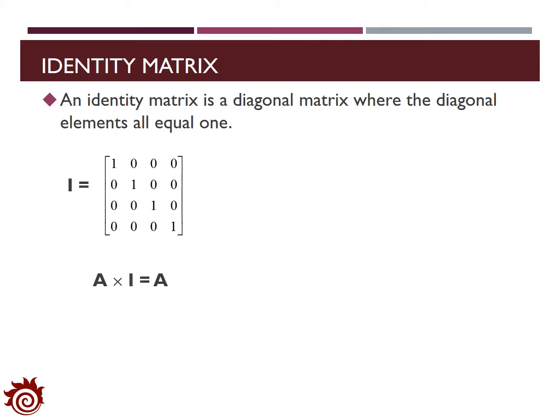The second one is the identity matrix. It's also a diagonal matrix, but the diagonal elements are all equal to 1, which can be represented in this example. For any matrix, the multiplication between the matrix and the identity matrix gives the same result. That is, A times I equals A.